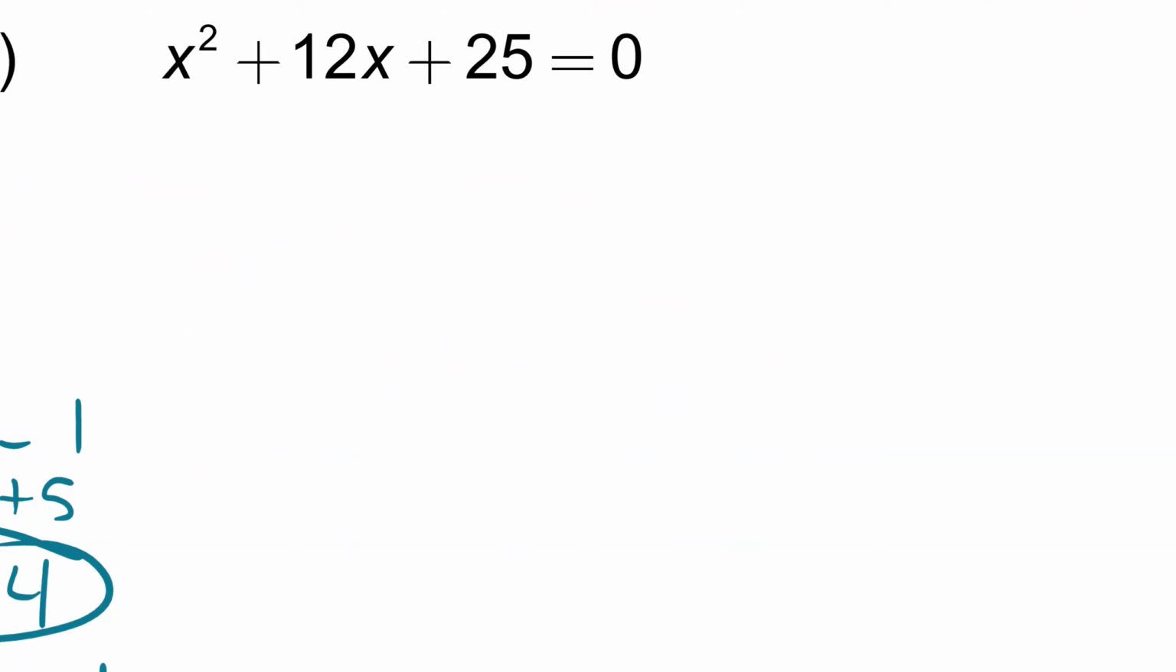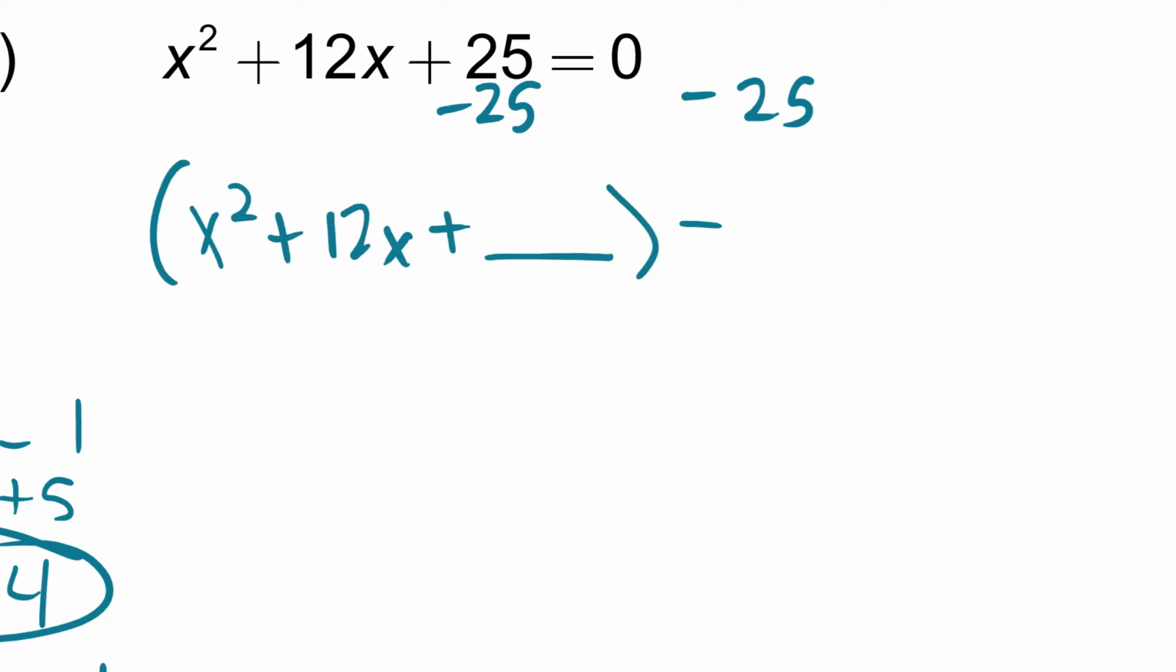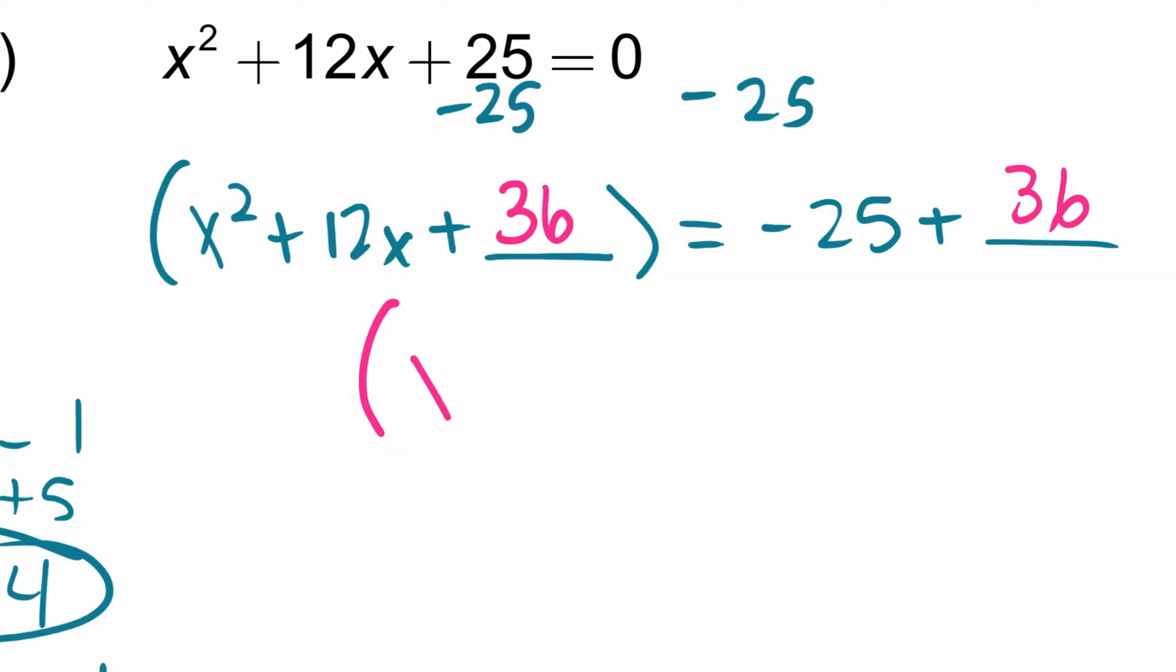So, first thing I'm going to do, subtract the 25 from both sides. So I have x squared plus 12x plus mystery number equal to negative 25 plus mystery number, because I want to rewrite the left side as a perfect square trinomial. What number should be my mystery number I'm adding to both sides? What number is half of 12? 6. And that squared is 36. So I'm going to add 36 to both sides. I do this so that I can rewrite the left side as x plus 6 squared, and the right side is going to be 9.